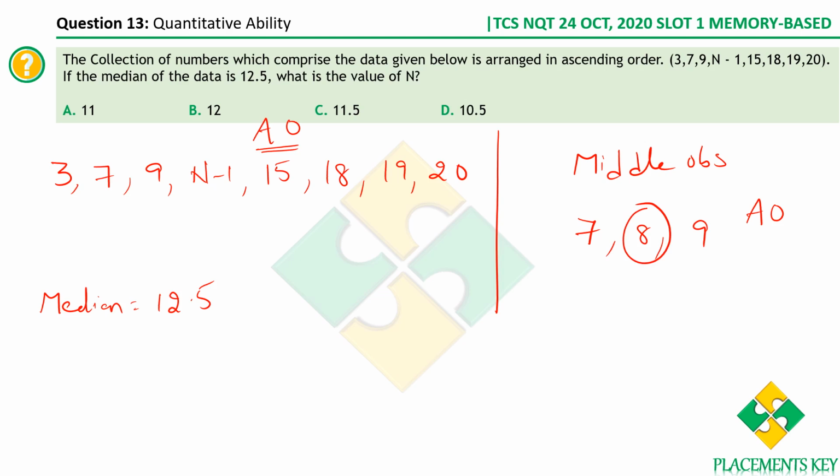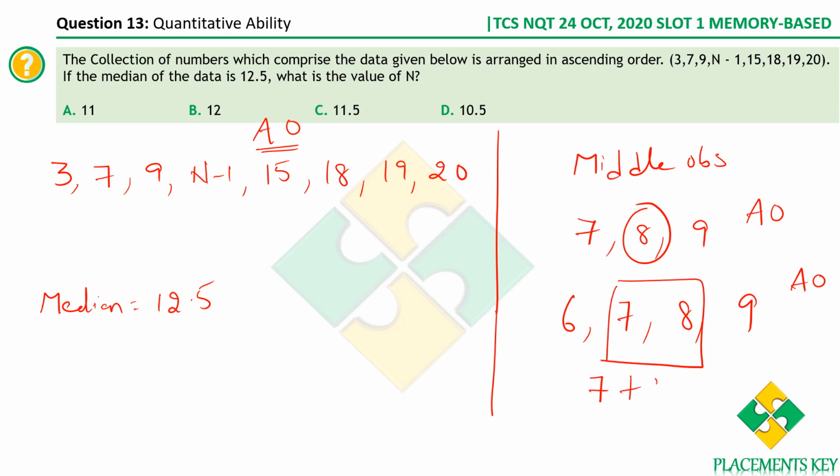Is it clear? Now let me give you one more example: 6, 7, 8 and 9. Again, the first step always while finding median is to see whether the given series is arranged in some order, either ascending or descending. Yes, it is arranged in ascending order. So now what is the middlemost observation? Do we have one middlemost observation? No, we have two middle observations, right? When you have two middle observations, the median will be the average of these two. So 7 plus 8 by 2, so the median will be 7.5.